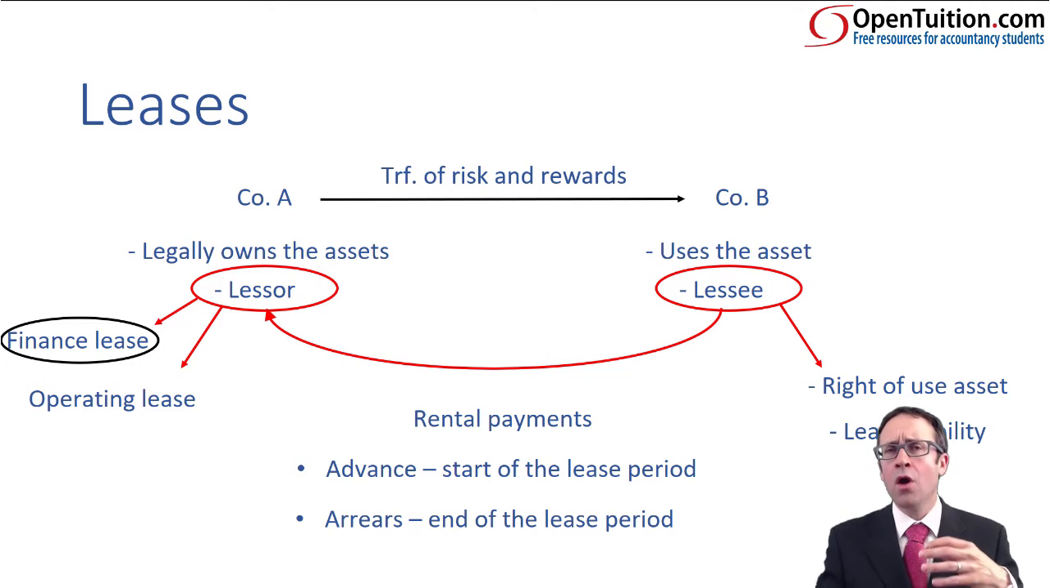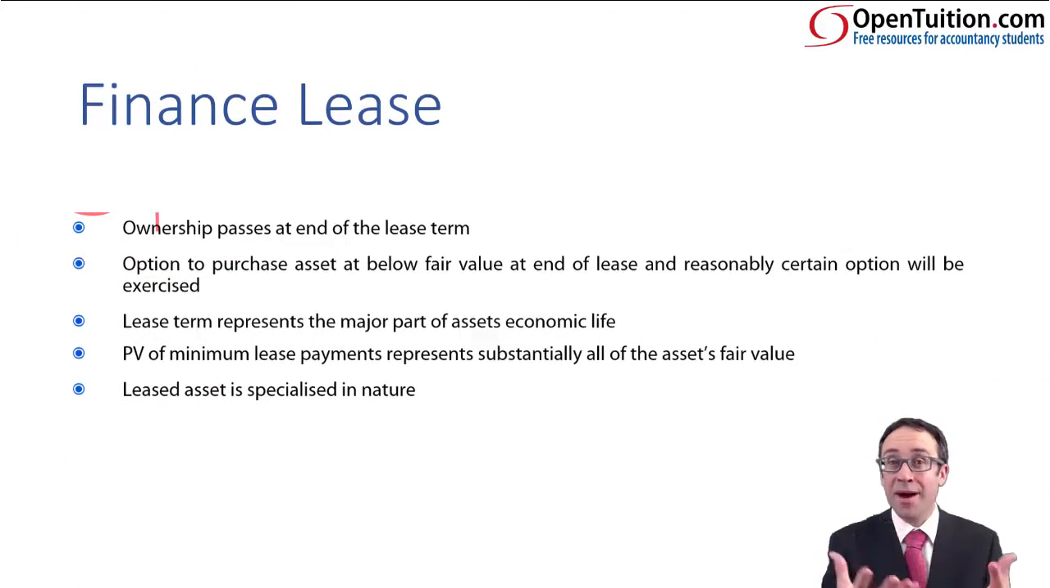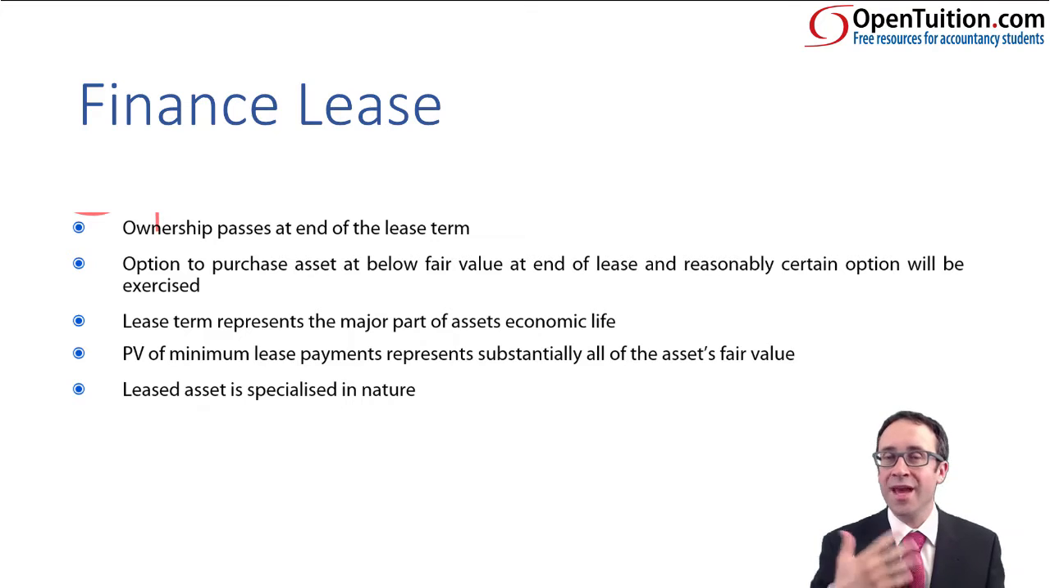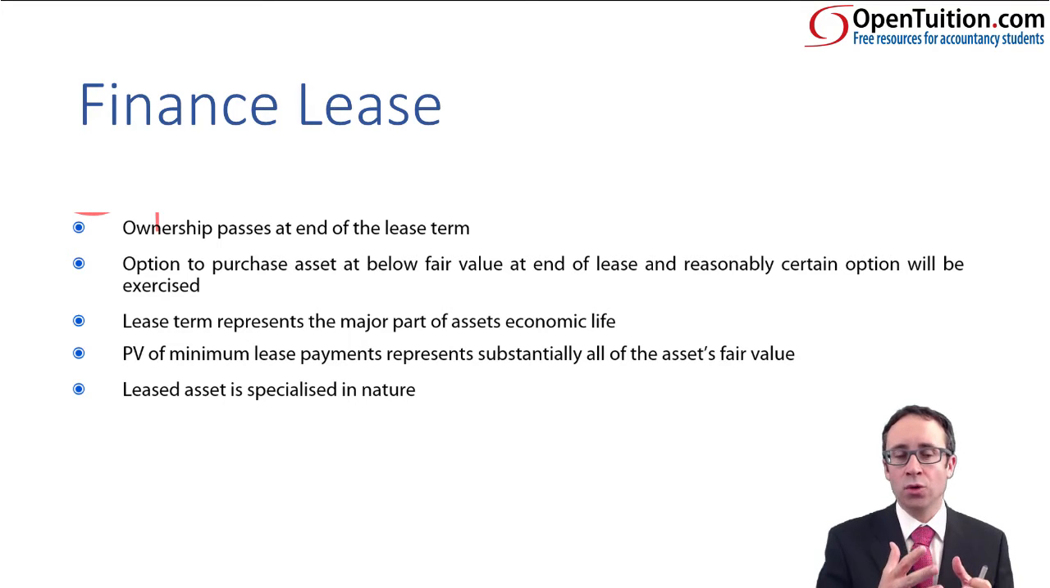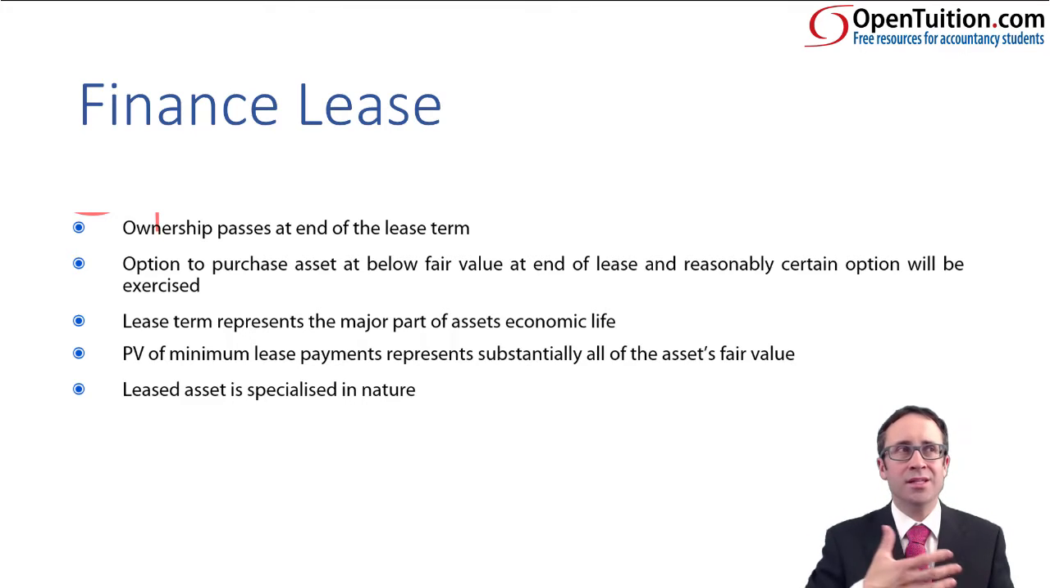So what scenarios give rise to the transfer of the risks and rewards of ownership? Back to the notes, there are five different ones. The first one is that ownership passes at the end of the lease term. If at the end of the lease term the lessor transfers the ownership to the lessee, then the lessee is going to have the asset for its entire life. Therefore it's going to have all the rewards and most of the risks from using the asset. So it's no longer the lessor's asset, and we will treat it as a finance lease right from the very start.